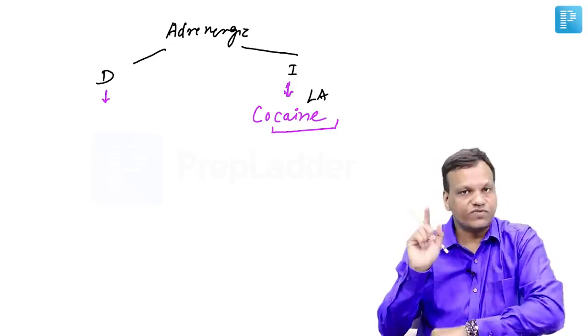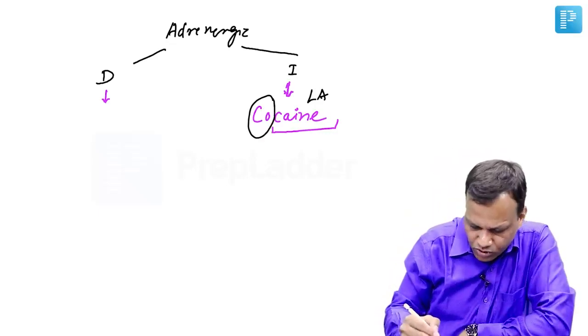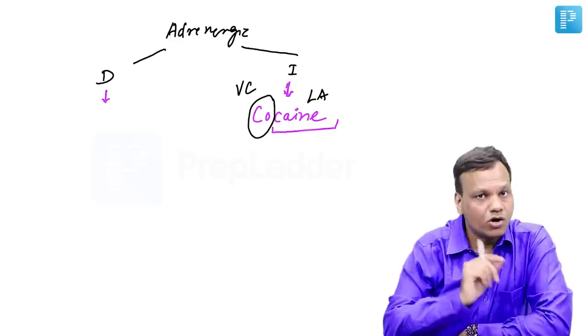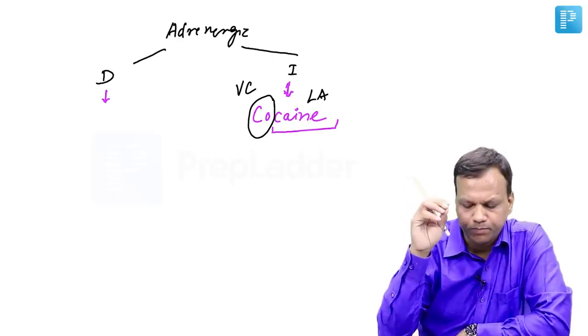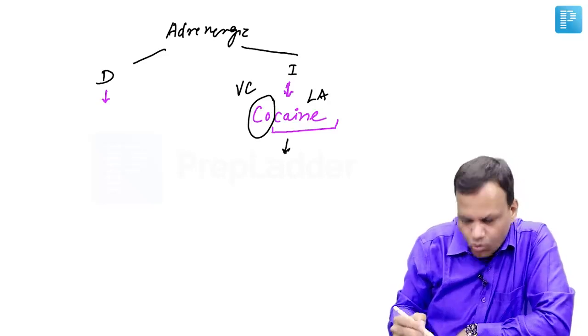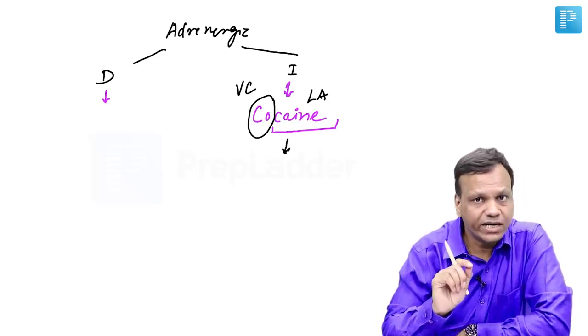All local anesthetics cause vasodilation, but cocaine causes vasoconstriction. CO means constriction, because it is increasing noradrenaline by inhibiting the reuptake, that can cause vasoconstriction. Now, second important thing, cocaine is used in psychiatry. It is an addictive drug.